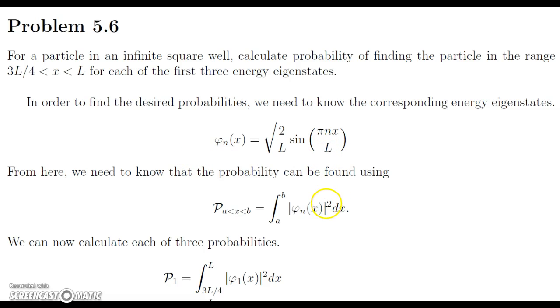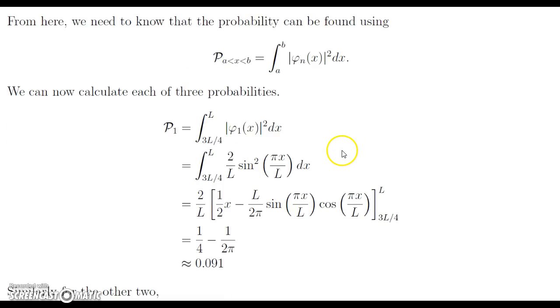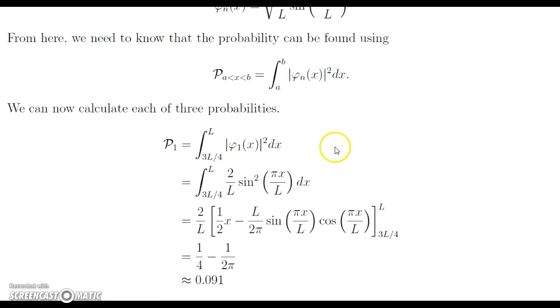And here we can now calculate the probability, and it just turns out that the probability of measuring the particle from A to B is just the integral from A to B of the modulus squared of our energy eigenstate, the position representation, that is. So now that we have this, we can calculate each of the three probabilities using this formula.